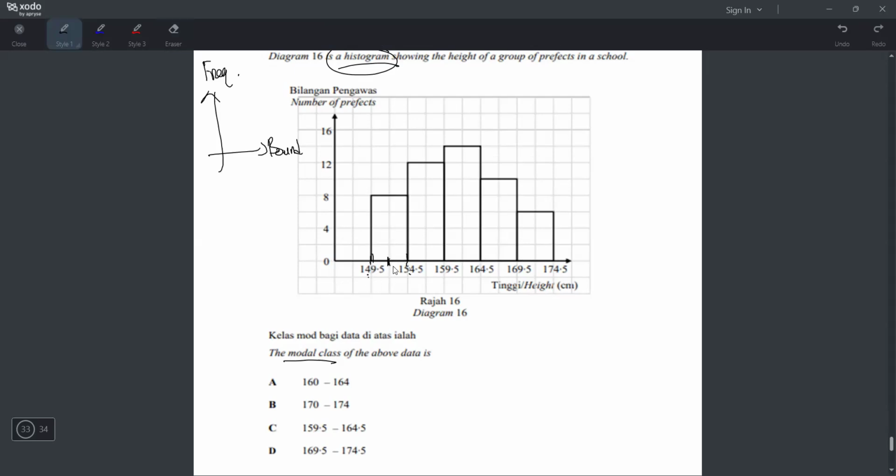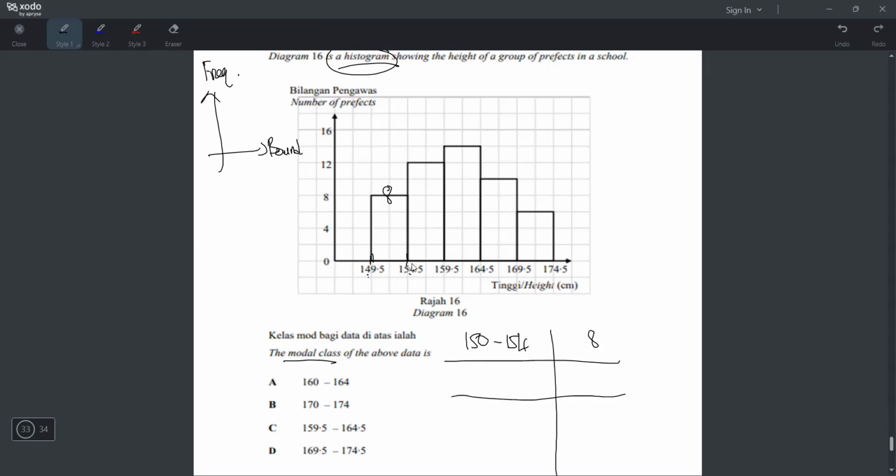But what if they label here? Then the number will represent the midpoint. But this one is the lower boundary and upper boundary. Tell me, if the lower boundary is 149.5, what is the lower limit of the class? 150. And if the upper boundary of the class is 154.5, what is the upper limit? 154. Because when you find the lower boundary, you take the upper limit of the previous class plus the lower limit, divided by 2. So 150 to 154, and the frequency is 8.